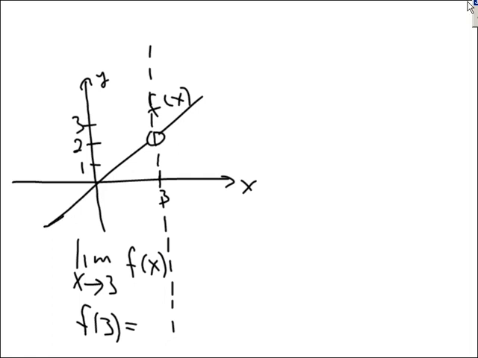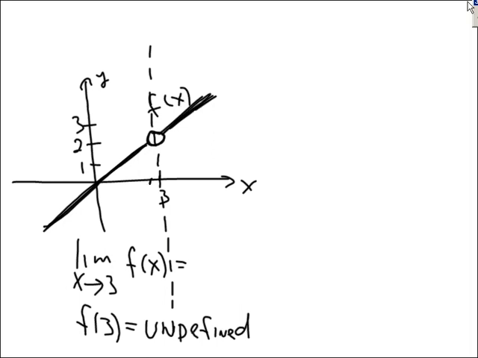Remember, this here is the graph. You know what? My dashed line never hit the graph. Remember, this open circle is saying there's no point there. This graph never hit my dashed line. That is, f of 3 is undefined. f of 3 is undefined. But the limit will not be undefined.